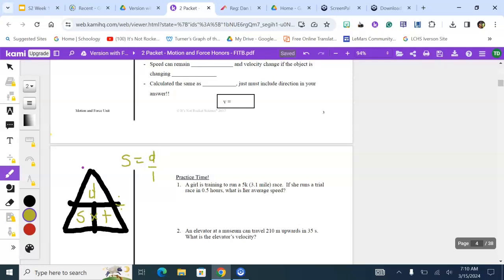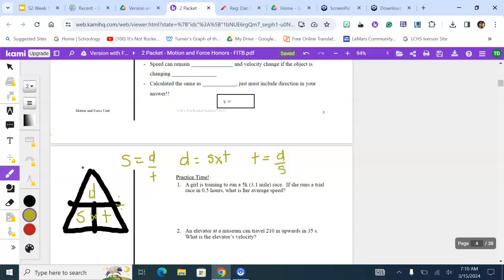Distance divided by time. If you're solving for distance, put your thumb over the D. What's left? Speed times time. If you're solving for time, what's left? Distance divided by speed.